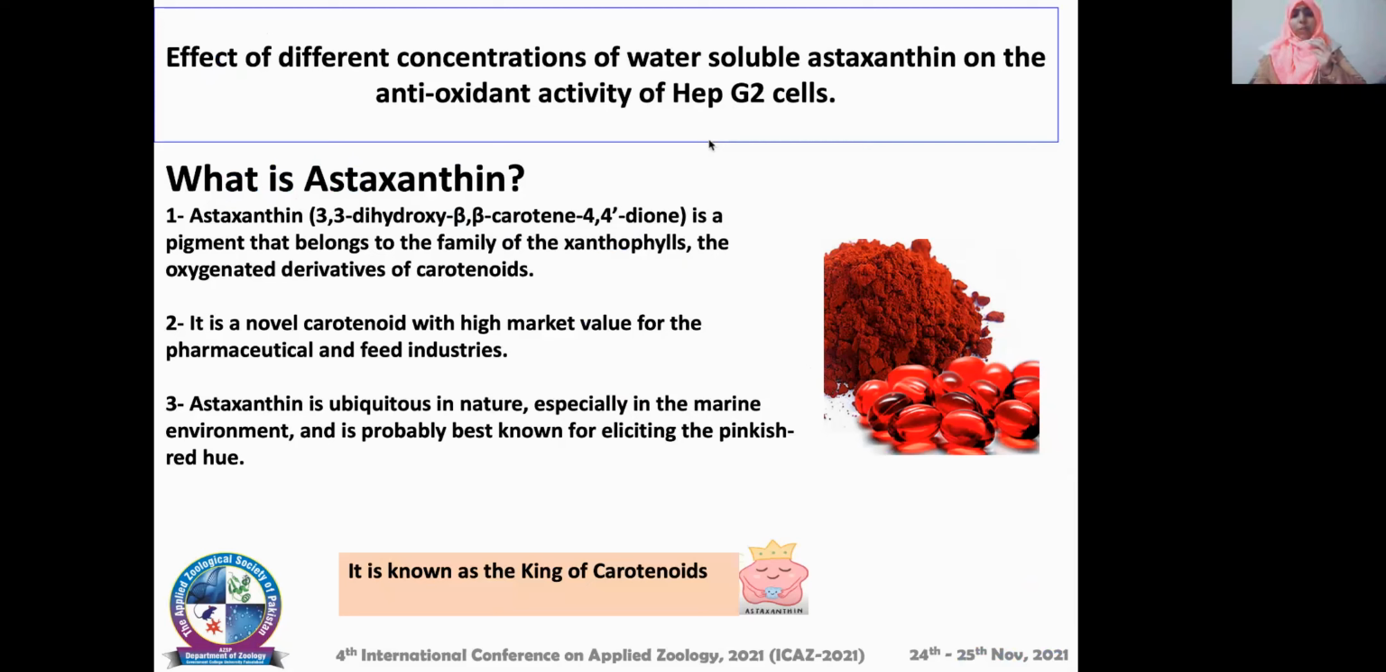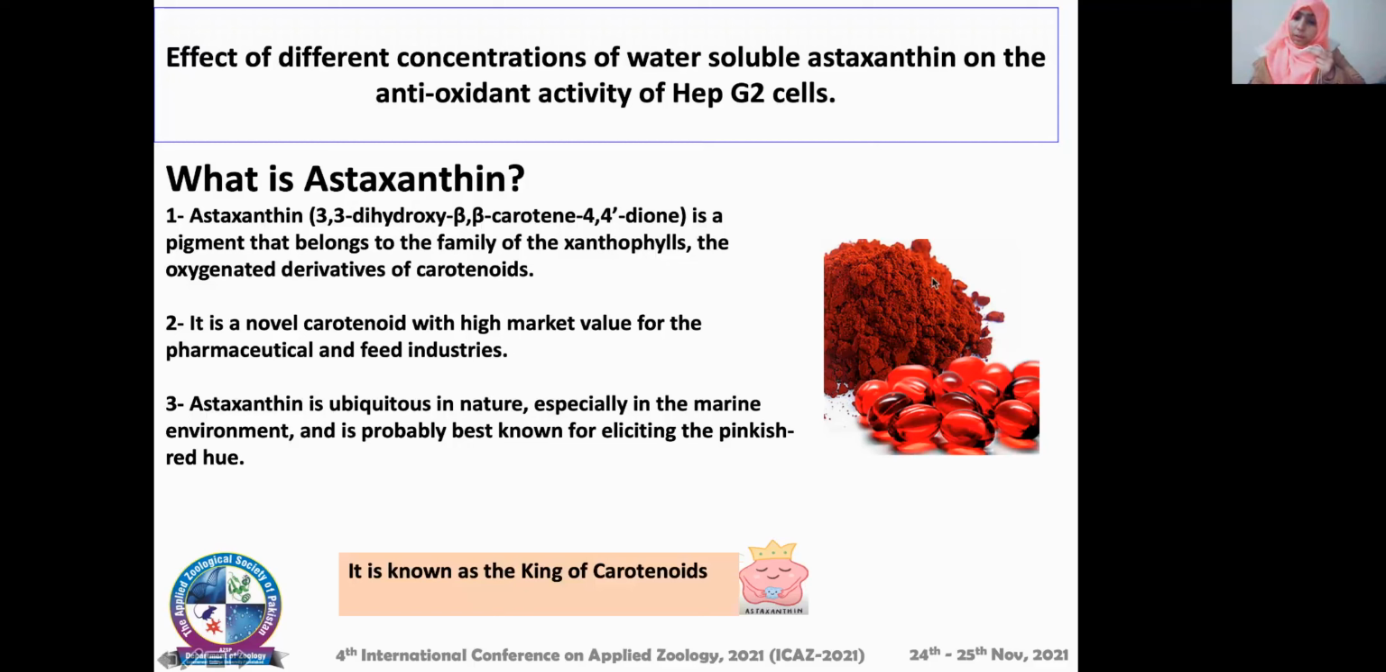So first we need to know what is astaxanthin. Astaxanthin is a pigment that belongs to the carotenoid family, and it belongs to the xanthophylls within the carotenoid family, because xanthophylls are the oxygenated derivatives of carotenoids. It is a novel carotenoid with a high market value in pharmaceutical as well as feed industries, and this compound is ubiquitous in nature, especially in the marine environment, and is probably best known for eliciting the pinkish red hue.